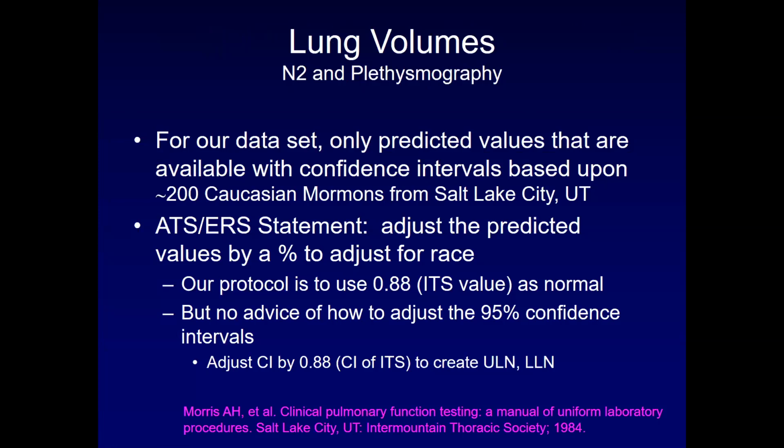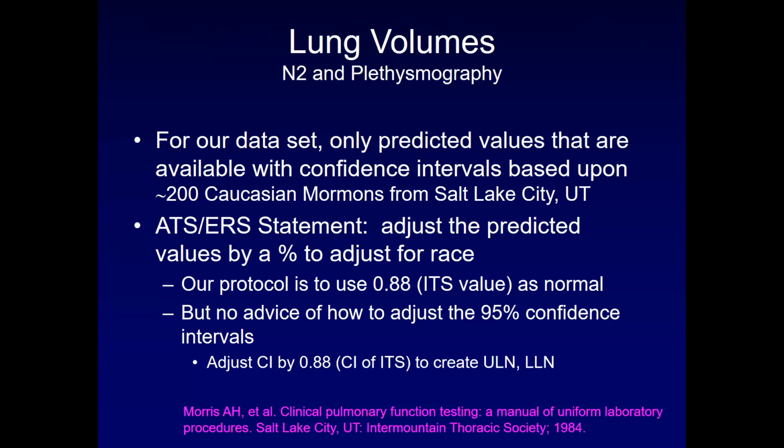Let's make this even more difficult. For our data set, we use the Intermountain Thoracic Society data that was generated in 1984 from Salt Lake City, Utah. 200 Caucasian Mormons from Salt Lake City. That's where the normality comes from.